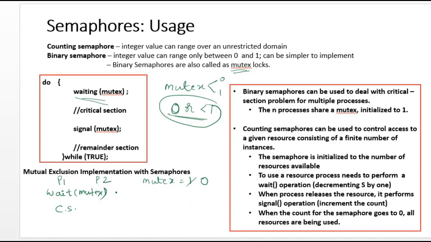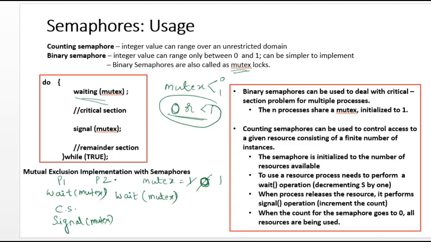Meanwhile, if P2 also wishes to enter into the critical section, it has to again execute the wait operation. But what is the current value of mutex? It is 0. That means process P2 will get stuck in the while loop. When process P1 finishes its critical section code, it will release the resource. When it releases the resource, it will also increment the mutex value by 1. How does it do it? By calling the signal operation.